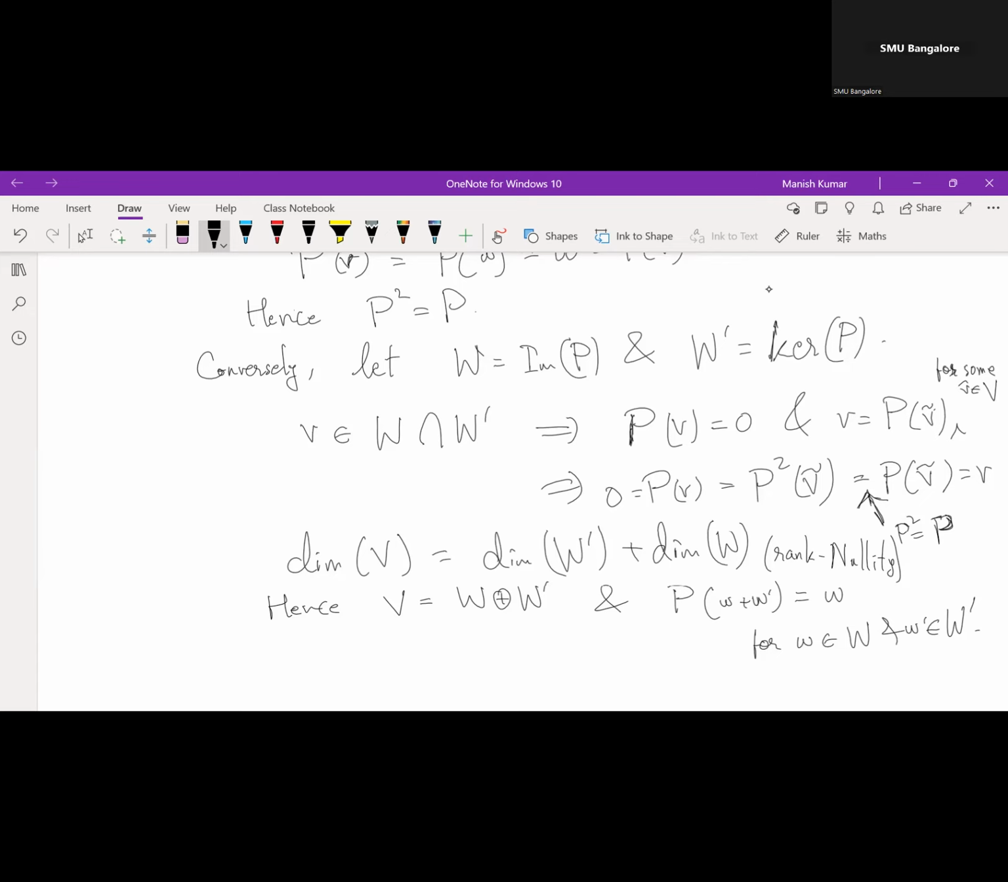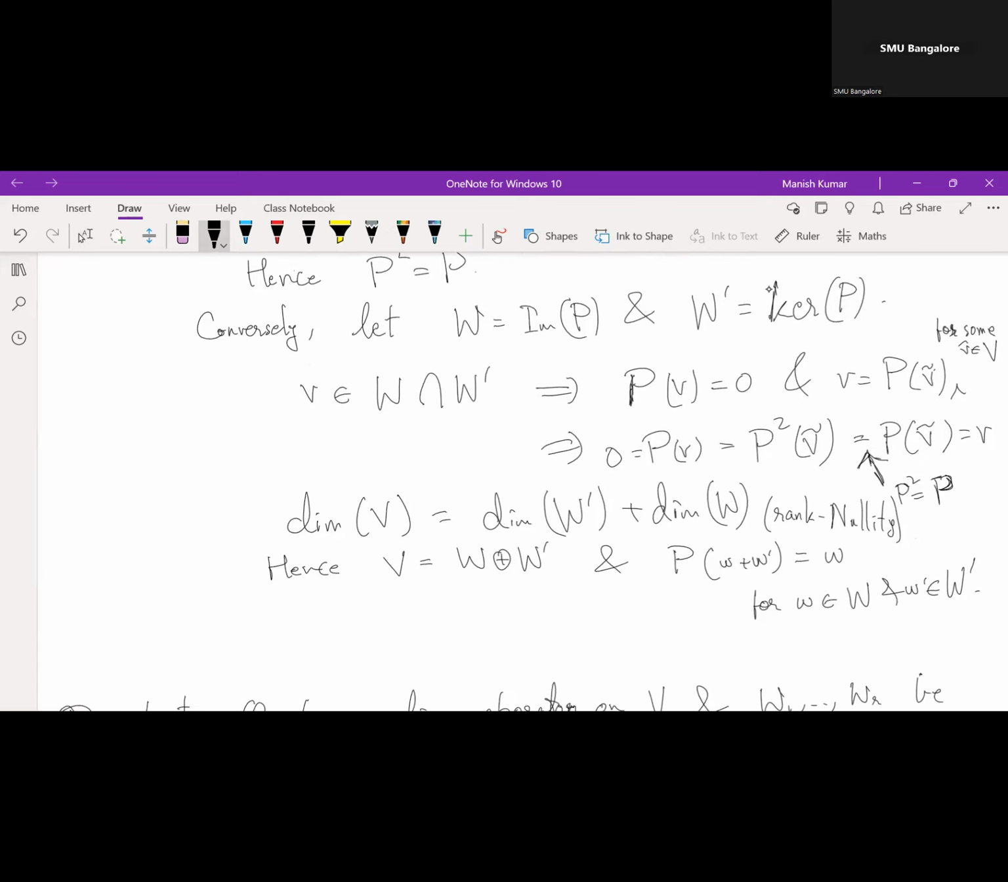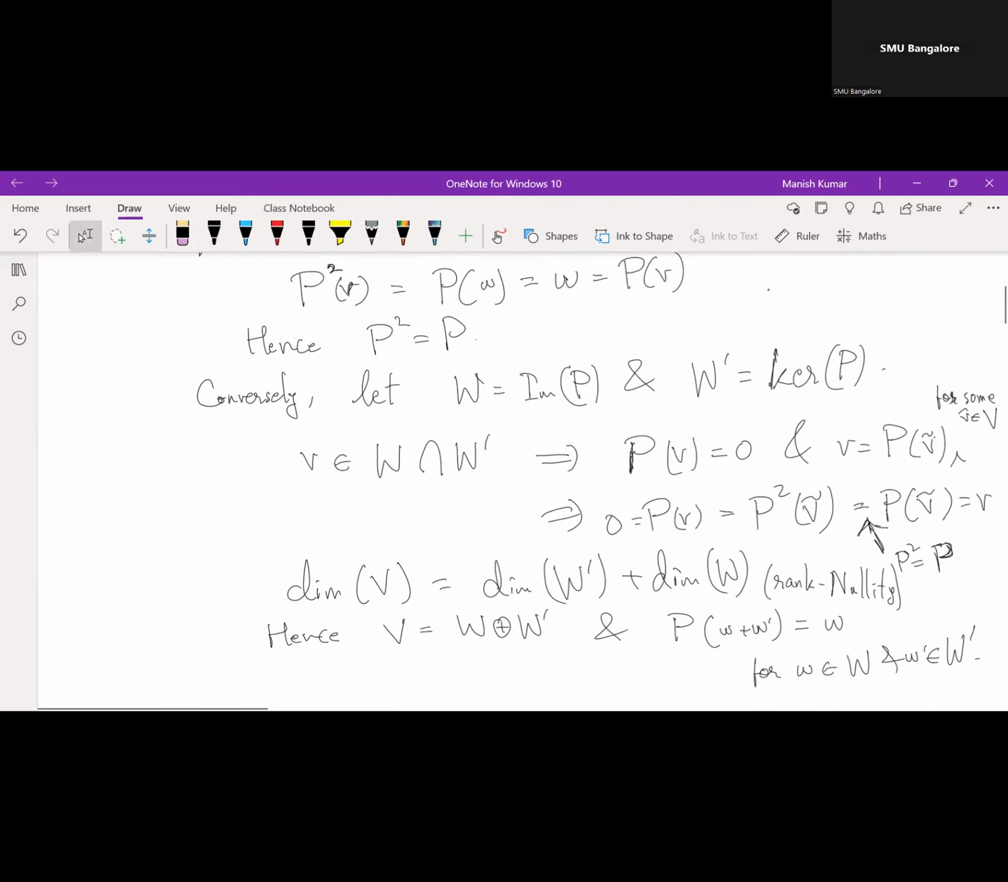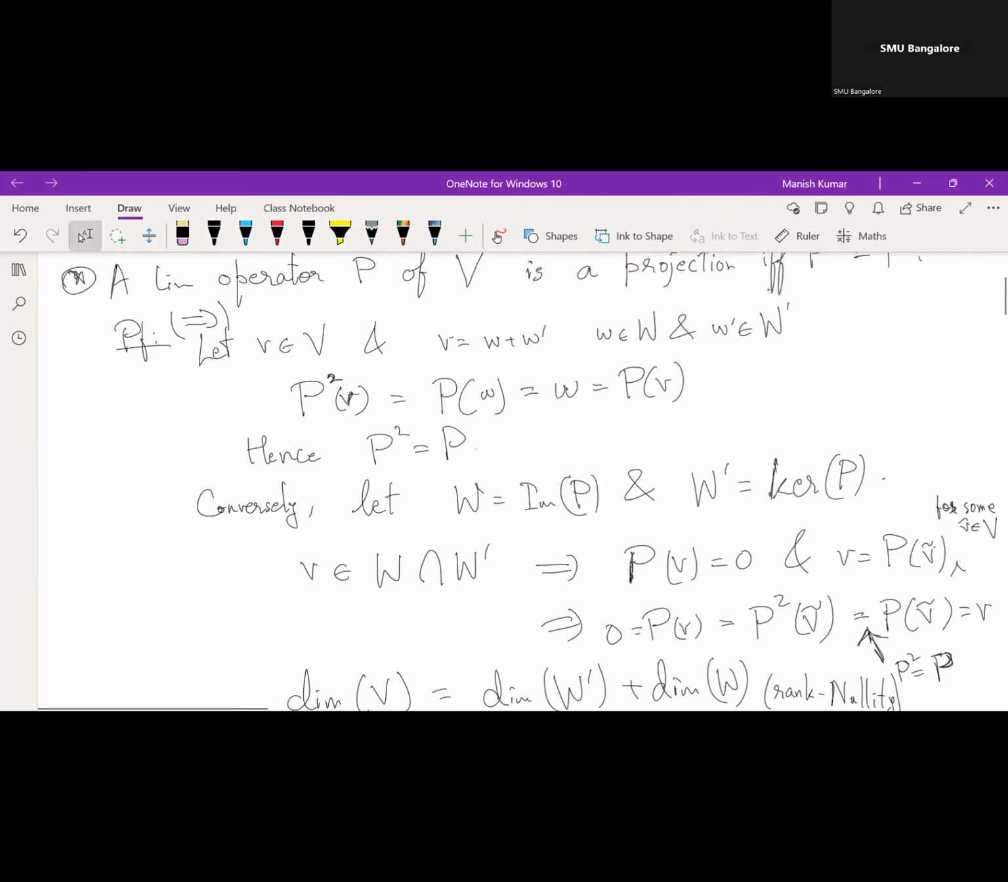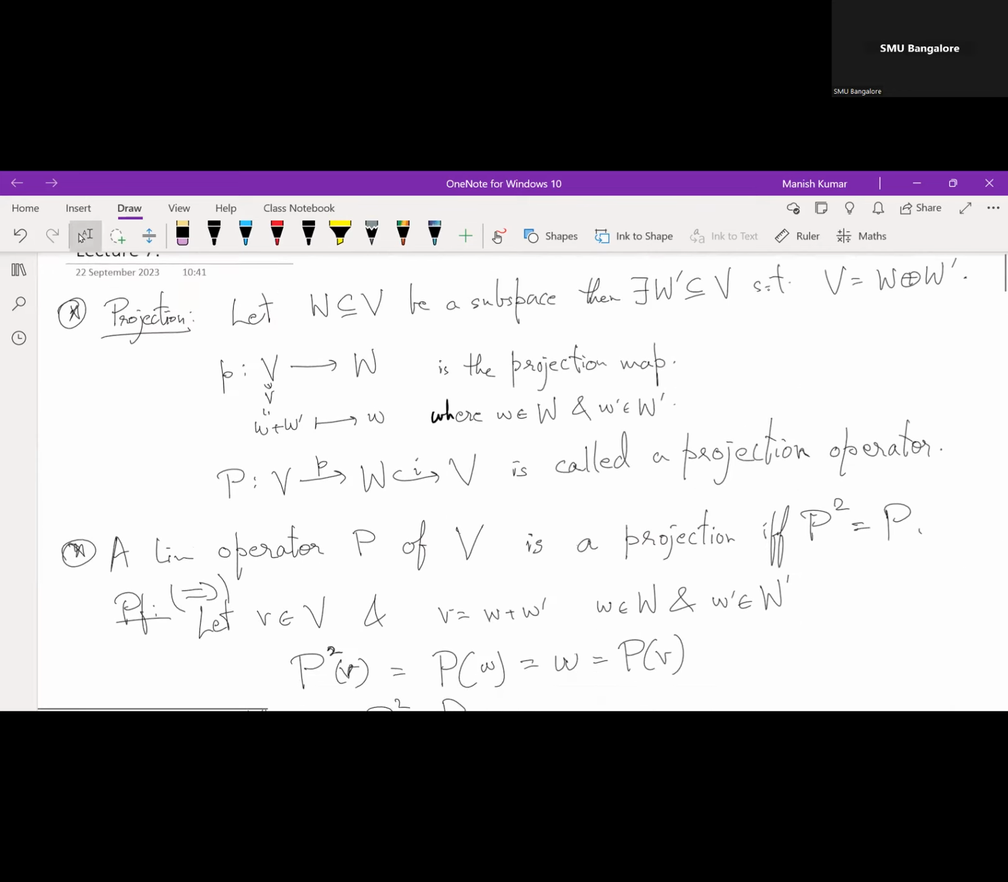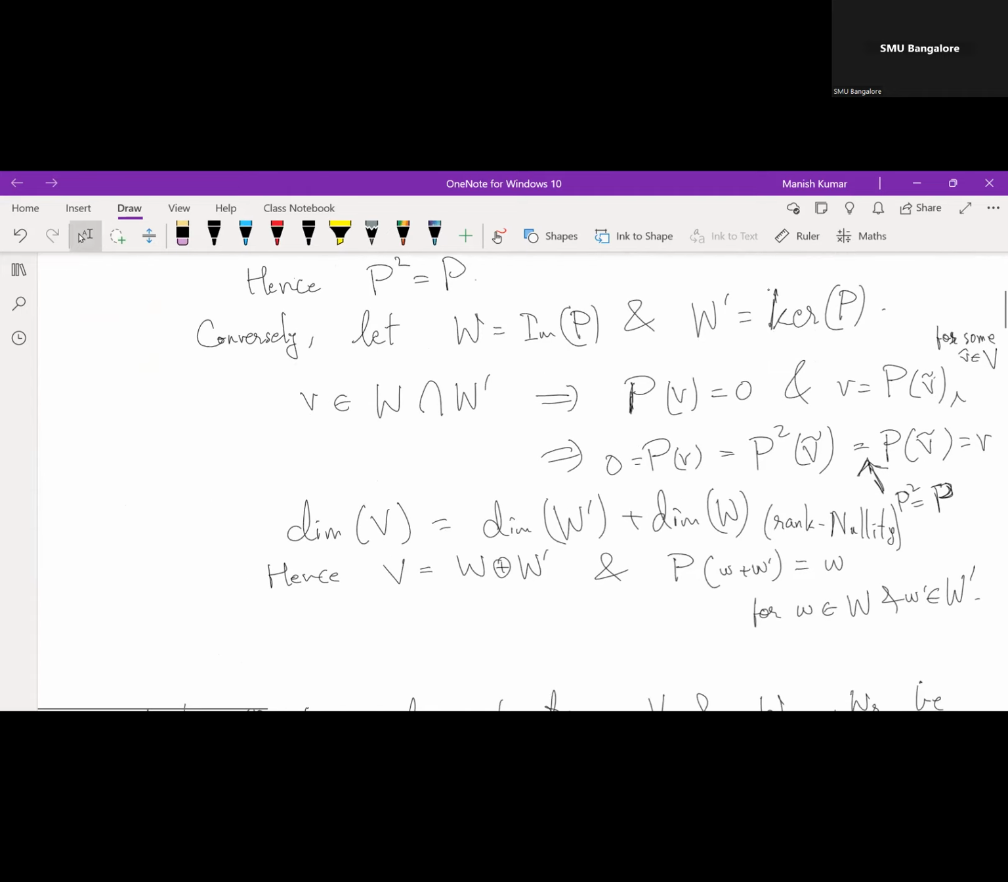Again, you'll have to use something. One has to argue that on W, it acts nicely. It is clear that it is P of W, but why it is W is what one has to show. But maybe it follows.